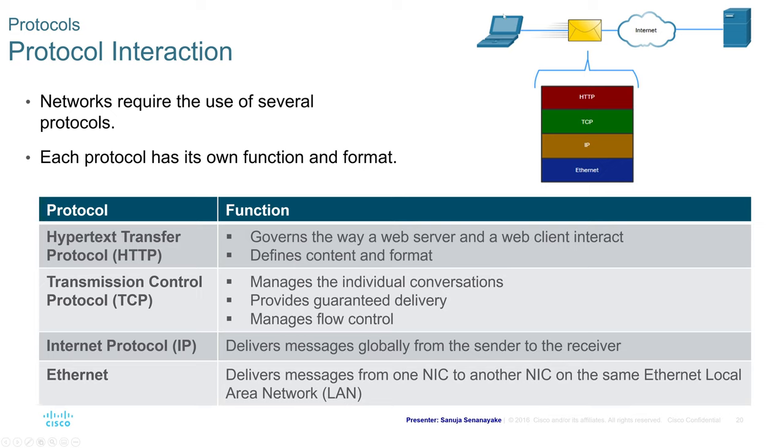That means the sender could be anywhere in the world, and as long as they have agreed upon the stack right here, it will be able to be received by the receiver on the other end anywhere in the world. The Ethernet delivers the message from the network interface card, or NIC, to another network interface card on the same Ethernet local area network.